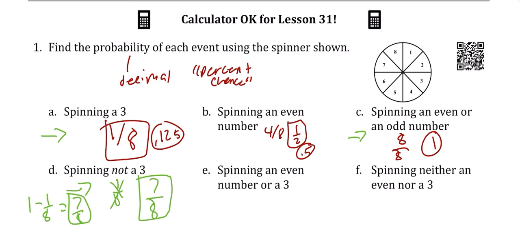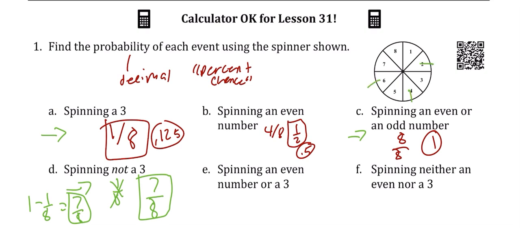Okay, let's look at part E. Spinning an even number or a 3. Okay, let's count up how many possible outcomes would count for this. So an even number, we know 2, 4, 6, 8, or a 3. Okay, so if we do an even number or a 3, either of those possibilities counts as a successful outcome here. And so that gives us 5 possibilities. And so we're going to say 5 out of 8.